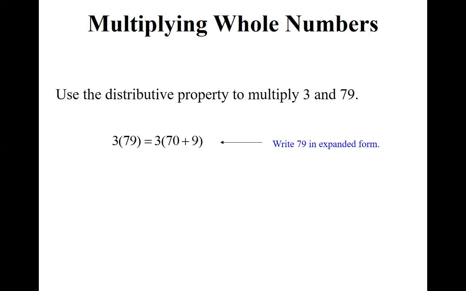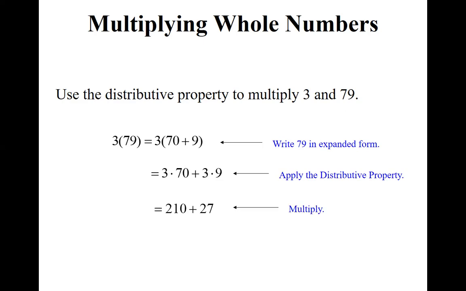3 times 70 and 3 times 9, those are easier to do. We can write 79 as 70 plus 9 because that's its expanded form. So 3 times 70, that's 3 times 7 with a 0. 3 times 7, we know that's 21. 21 with the 0 is 210. 3 times 9, we know that one, that's 27. We add 210 plus 27, and we get 237.